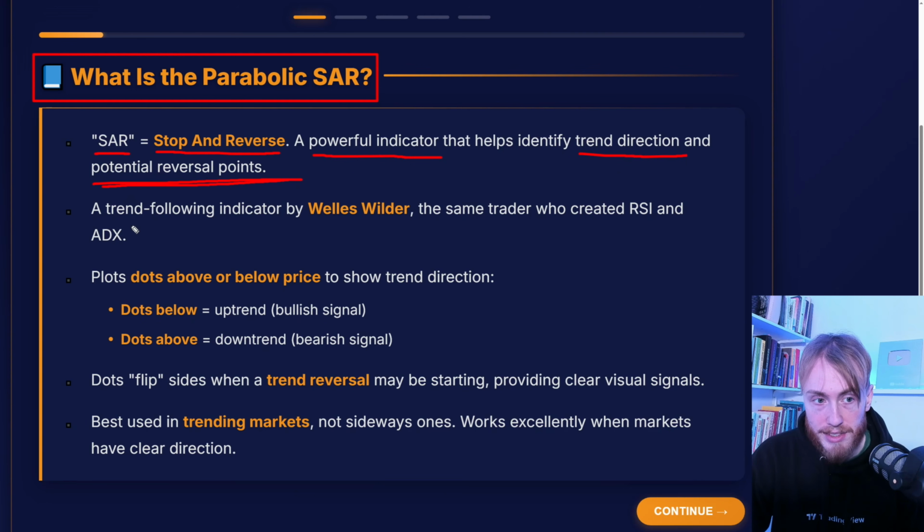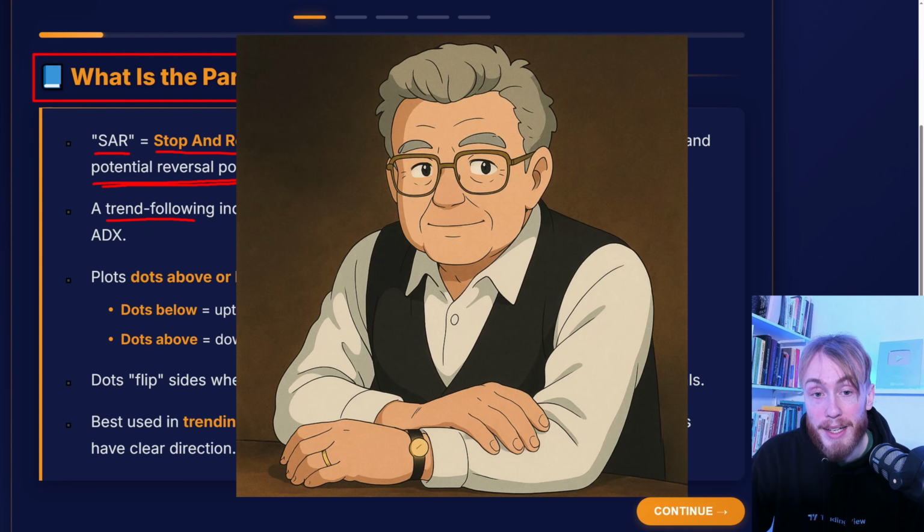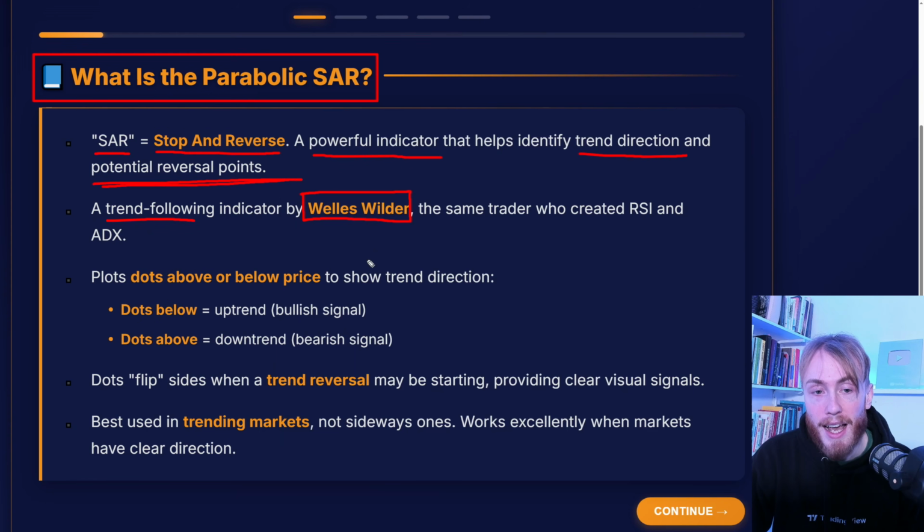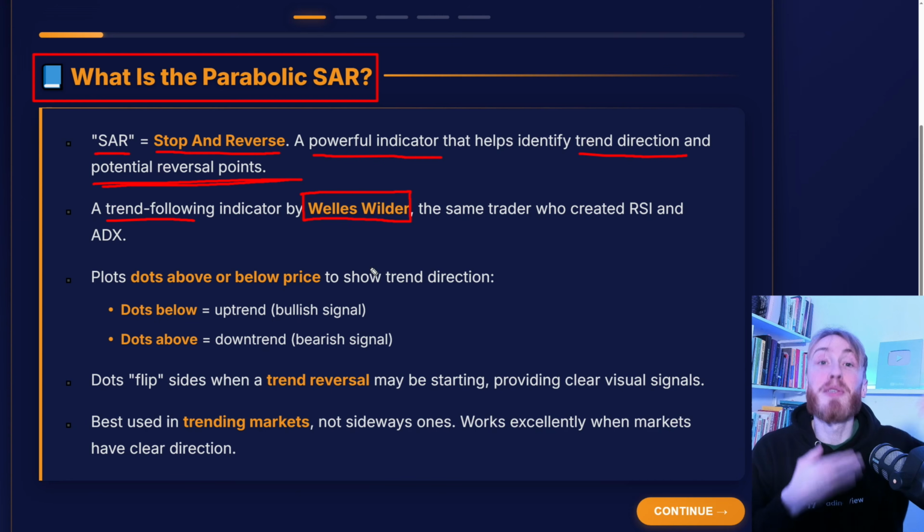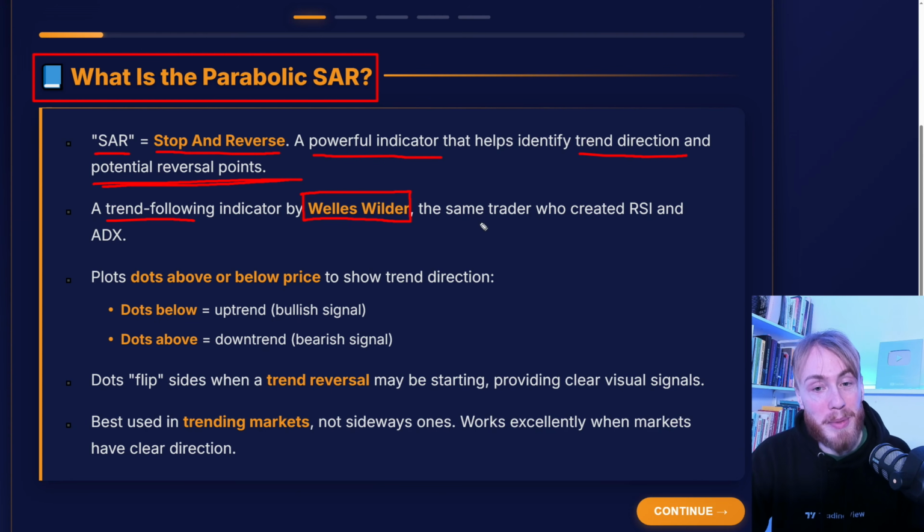And this indicator is, as I said, a trend following indicator developed by Wells Wilder. And if this name sounds familiar to you guys, it probably is, because this is the same trader who created, for example, the RSI and the ADX. And we actually already have made videos on the RSI and the ADX on our YouTube channel. But now, what does the SAR do?